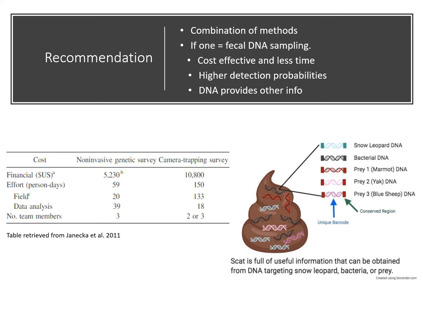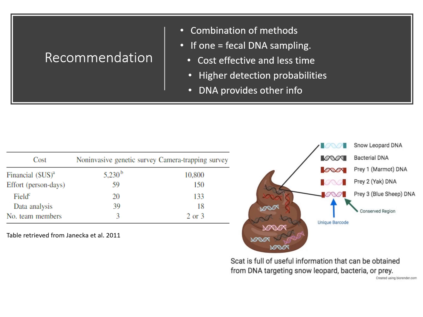No one method is perfect for estimations, especially with the difficult terrain and elusive nature of snow leopards. My suggestion is a combination of the methods to boost detection probabilities and improve accuracy. However, if money and time constrains the study to one method, as is often the case, then I suggest fecal DNA sampling with the modifications mentioned previously.